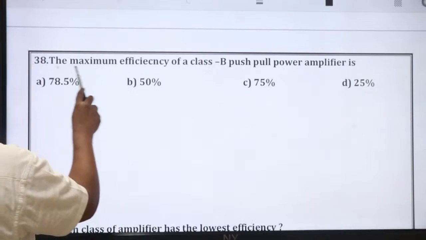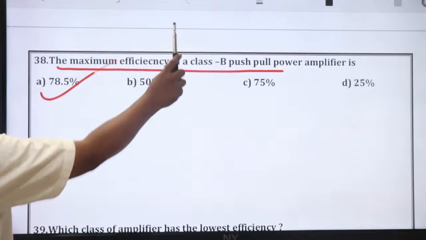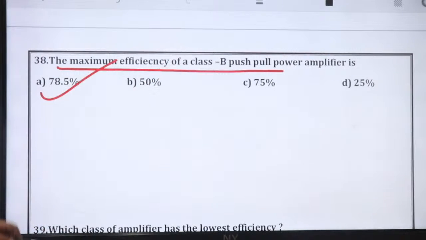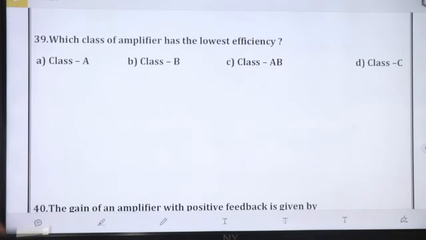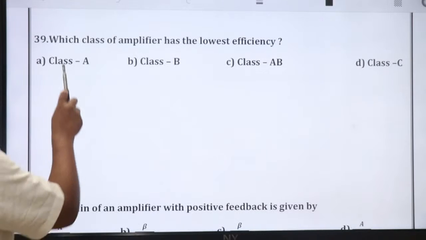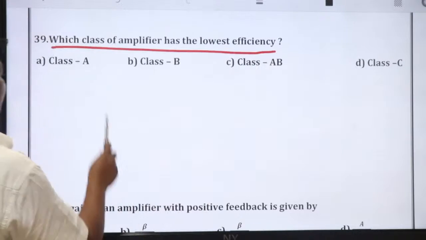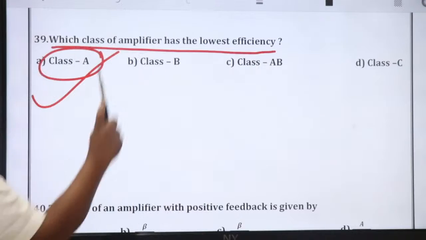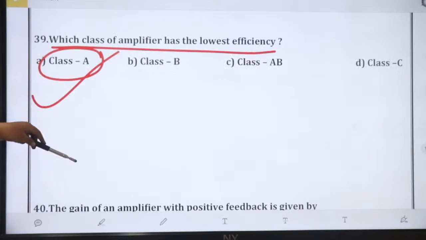The maximum efficiency of class B push-pull amplifier, already we discussed, 78.5%. Next, which class of amplifier has the lowest efficiency? Class A amplifier. Only 25% or 50%? Only 50% or 25%.